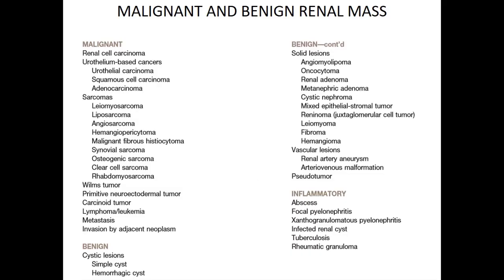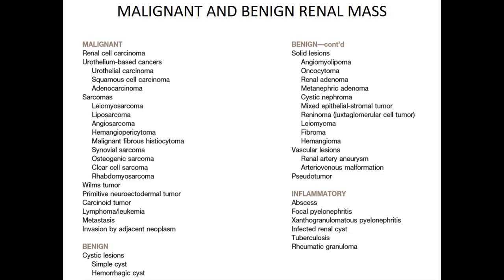And we look at the benign and the malignant renal masses. For malignant, the most common one is the RCC, which has different subtypes, including urothelial-based, squamous, and adeno. We have sarcomas, then the Wilms tumor, neuroectodermal, carcinoid, and then we have metastasis from the distant organs. For benign lesions, as I mentioned previously, 70% of the benign lesions are the cystic lesions, classified under the Bosniak classification.